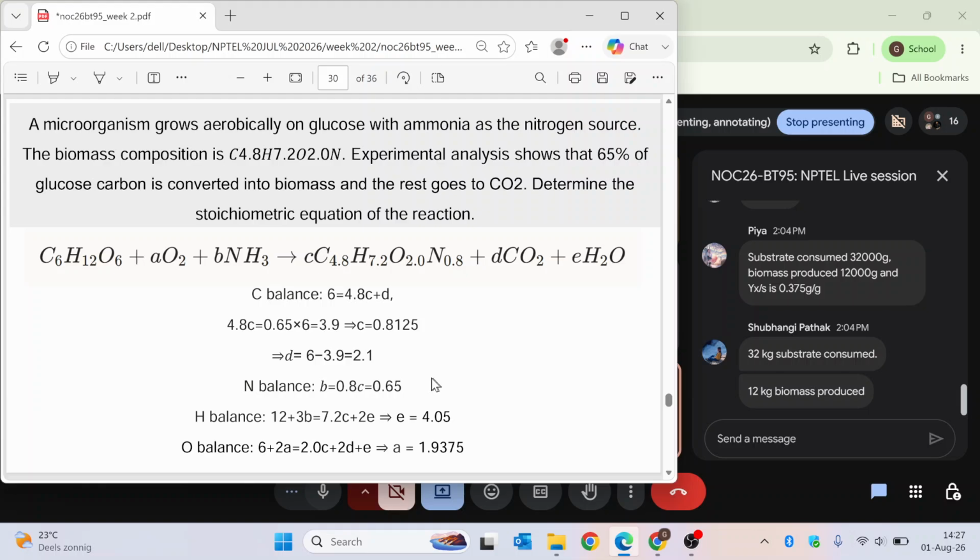Similarly for the hydrogen balance, you have 12 hydrogen here and then 3B hydrogen here, which gives you 7.2 C hydrogens plus 2E. Here except E you know all other values, so you can substitute all other values from the previous steps and then you will finally have your E value. And then when you write an oxygen balance, you will figure out what your A is.